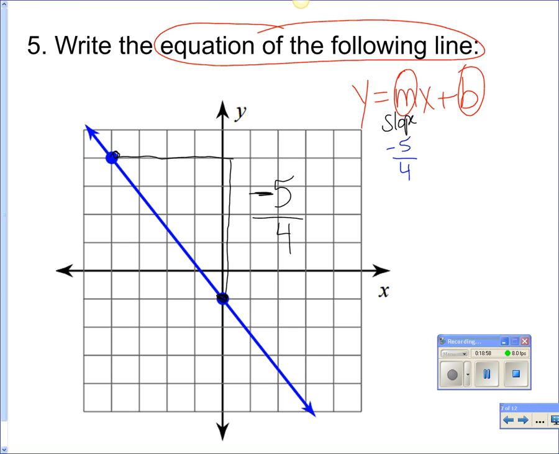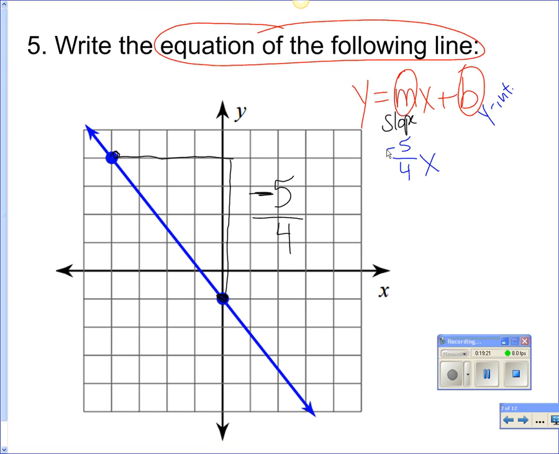Chad, what do I need to put next to that? What letter? Good. X goes next to that. Okay? All right. Monica, what does B stand for? Yes. Well, what word? The y-intercept.